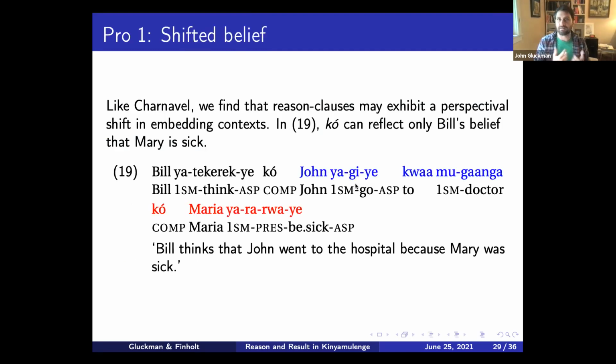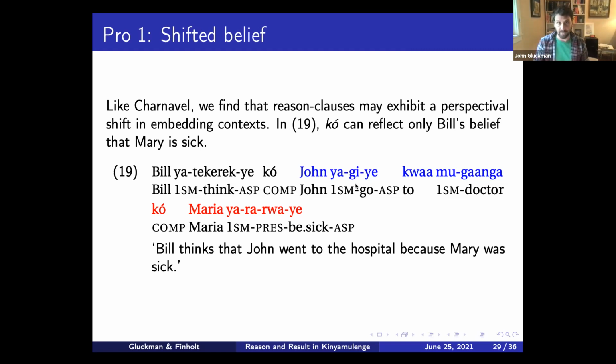Okay, so I want to talk a little bit about the goods and bads of what we're doing here. One good thing is that this is just the same as in Charnevel. We find that reason clauses may exhibit a perspectival shift in embedded contexts. Recall that what we're doing with co is anchoring this to a local attitudinal center. So we predict that if we embed this into an attitude environment, we should be able to shift co to not having speaker-oriented meaning, but rather reflecting the now more local attitudinal center. And this is in fact precisely what we find.